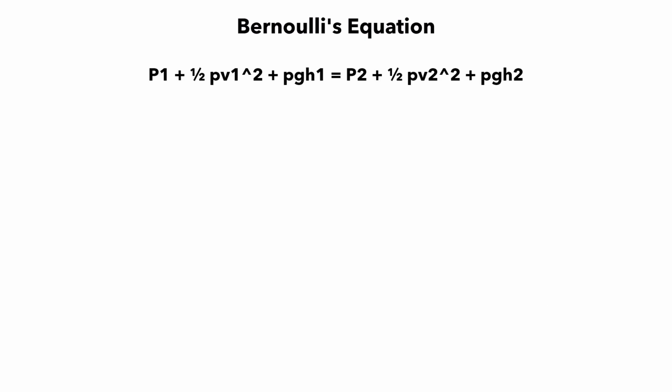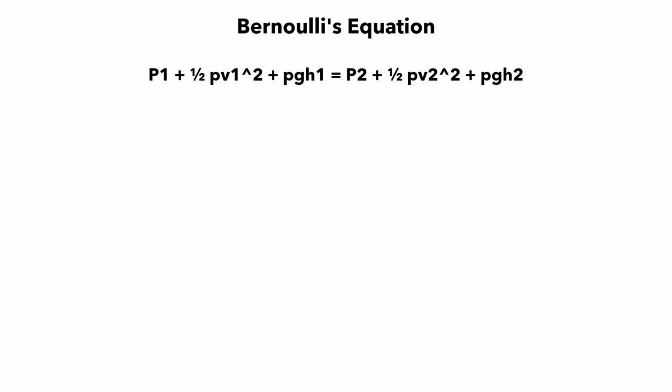So we're going to start with Bernoulli's equation. Bernoulli's equation is the pressure at point 1 plus 1/2 times the density of the liquid times the velocity at point 1 squared plus the density of the liquid times gravity times the height at point 1 equals the pressure at point 2 plus 1/2 times the density of the liquid times the velocity at point 2 squared plus the density of the liquid times gravity times the height at point 2.